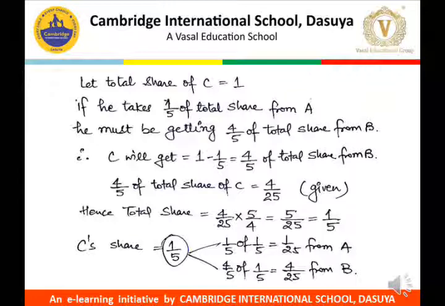Hence total share of C is equal to 4 by 25 into reciprocal of the remaining share, that is 5 by 4, which comes to 5 by 25, which we can write as 1 by 5. It means now it is clear that C's share is 1 by 5, which he takes 1 by 25 from A and 4 by 25 from B.